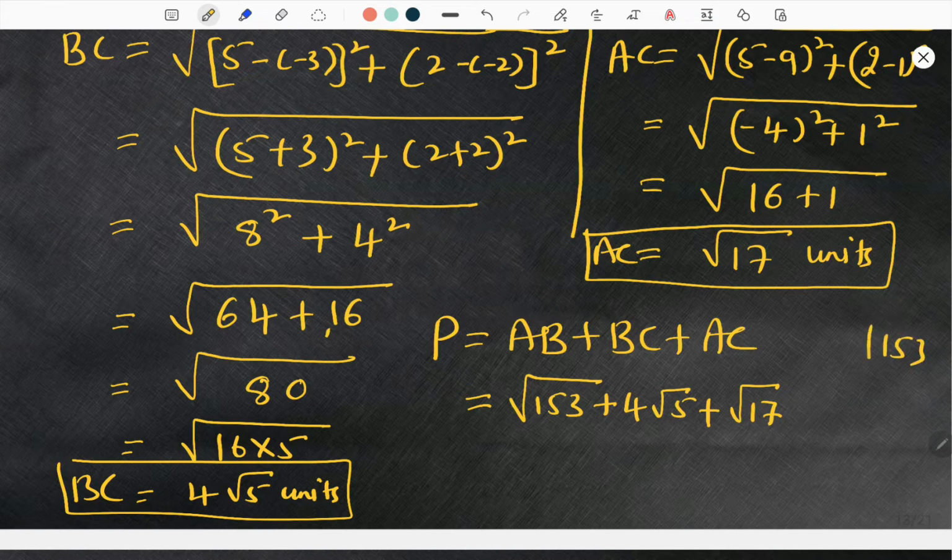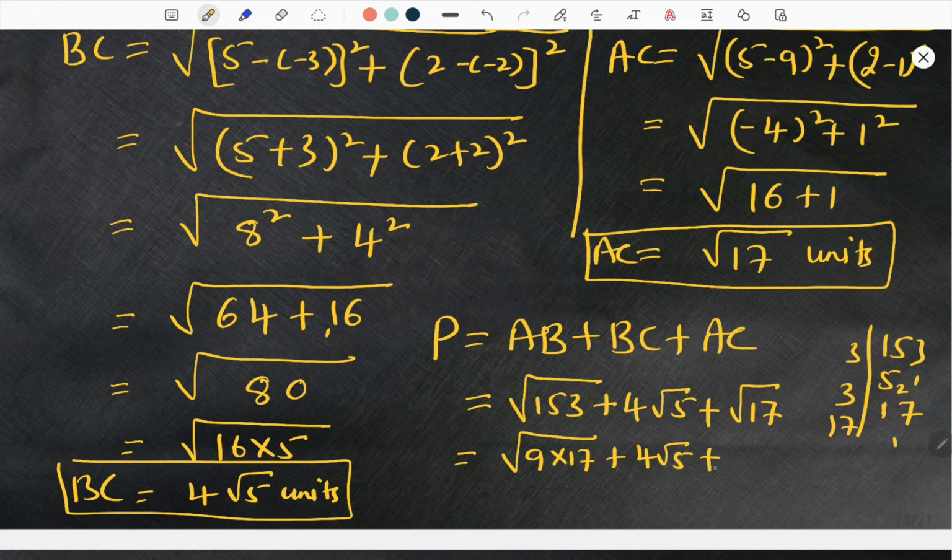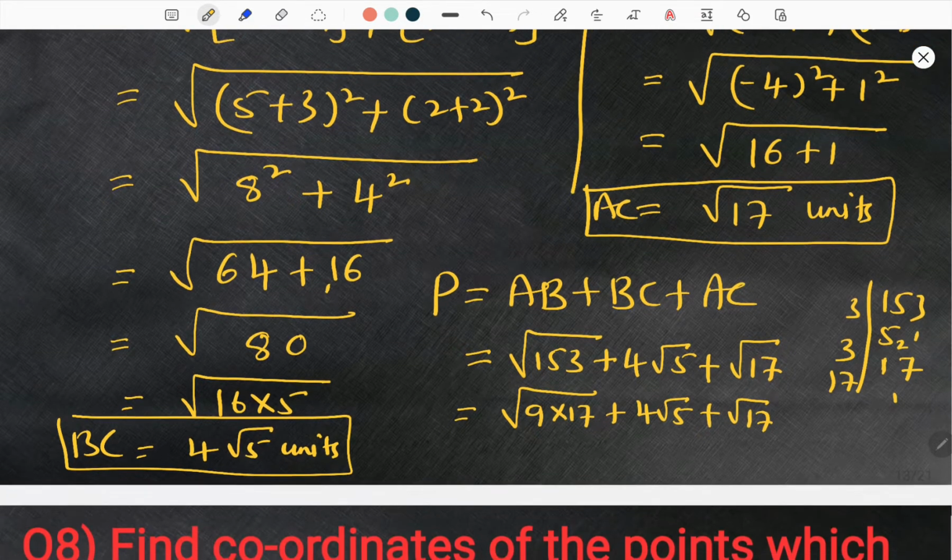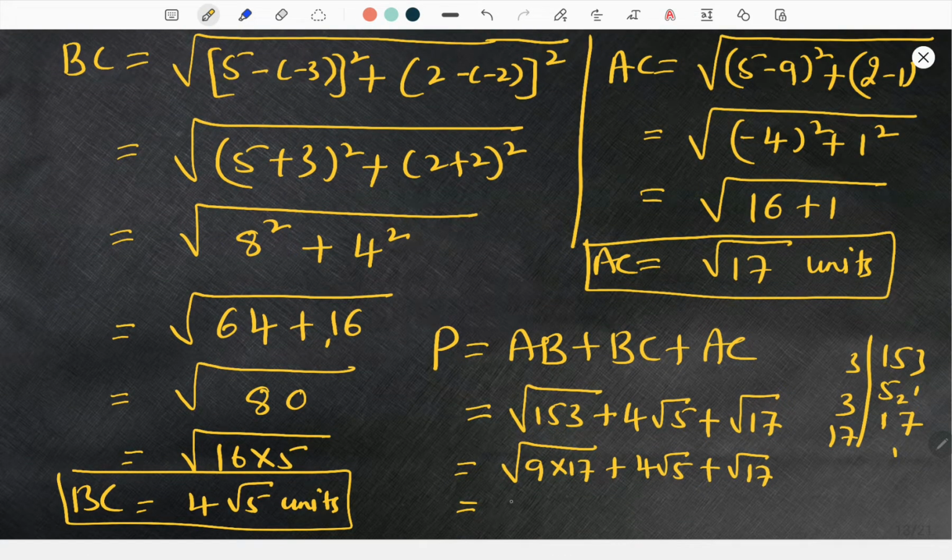This 153 can be divided by 3: 3 5s are 15, 3 1s are 3, then 3 7s are 21, so 17 you can write here. So it can be written as under root 3 into 3 is 9, so 9 into 17, plus 4 root 5, then plus under root 17. Look here, it is coming out to be something. Under root 9 is 3, then it becomes 3 root 17 plus 4 root 5 plus root 17.